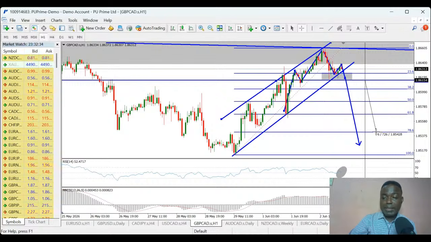And if the volatility is really strong, price could go to Fibonacci 78.6, and that would be roughly about 70 pips. So either as a day trader on 1 hour or as a swing trader on 4 hour, we have a bearish outlook on the GBP CAD. We are very, very bearish on the GBP CAD.